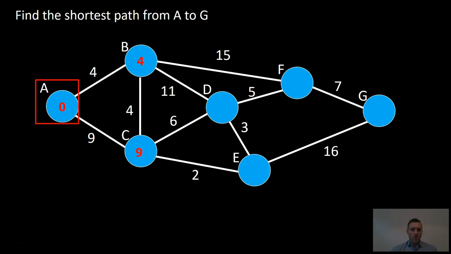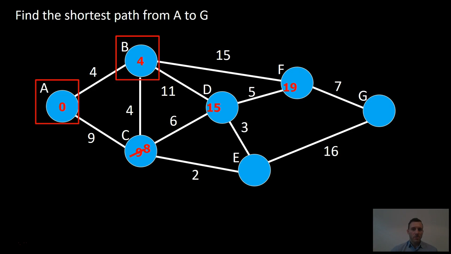So we choose the least of all the unboxed labels on the whole graph and make it permanent by boxing it. It's going to be B. Consider all the unboxed nodes connected to the node we've just boxed. That's F, D, and C. Label them with the minimum weight from the starting node via B. It's going to be 19 for F, 15 for D, and if we went through B, for C we'd actually get 8, so we cross out 9 and write 8.